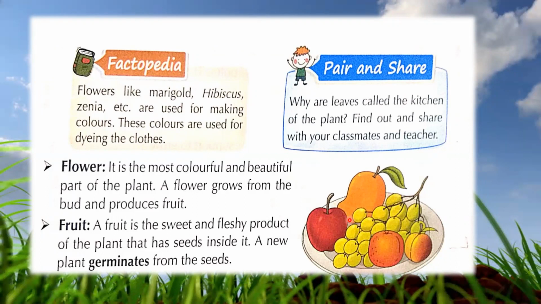The leaves which are green in color, they make the food for the plant. That's why leaves are called the kitchen of the plant or the food factory of the plant.